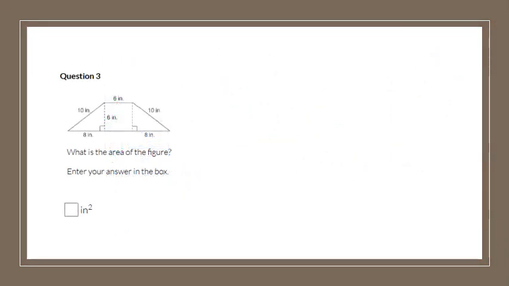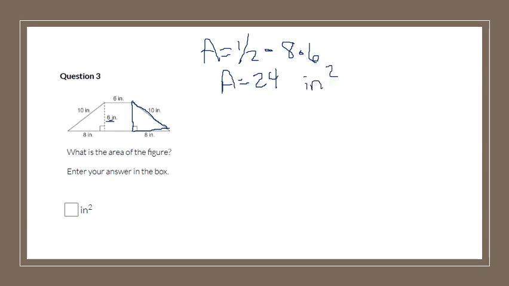Okay, number 3. I have a triangle over on the right, and the triangle over on the left have the same dimensions. So I'm going to find the area of one of those. The base is 8, and the height is 6. So 1/2 times 8 times 6 gives us 24, and that is inches squared. I'm going to put 24 down here and another 24, and we've covered both of our triangles.